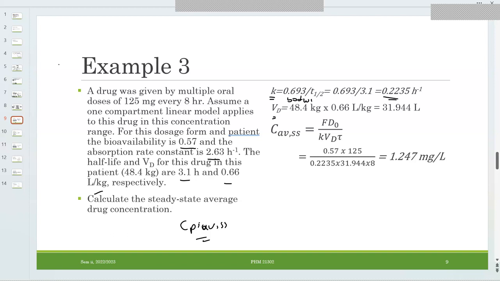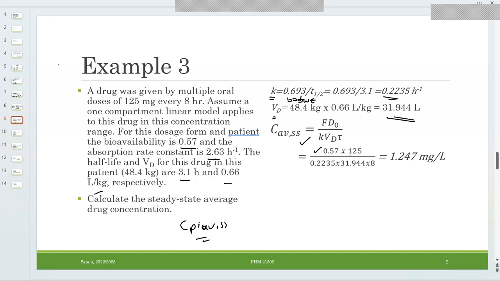Body weight times volume of distribution, liter per kg. So the total volume of distribution is 31.944. Then simply you apply this equation: C average steady state concentration is equal to F times dose divided by K VD tau. And all the data is now available.